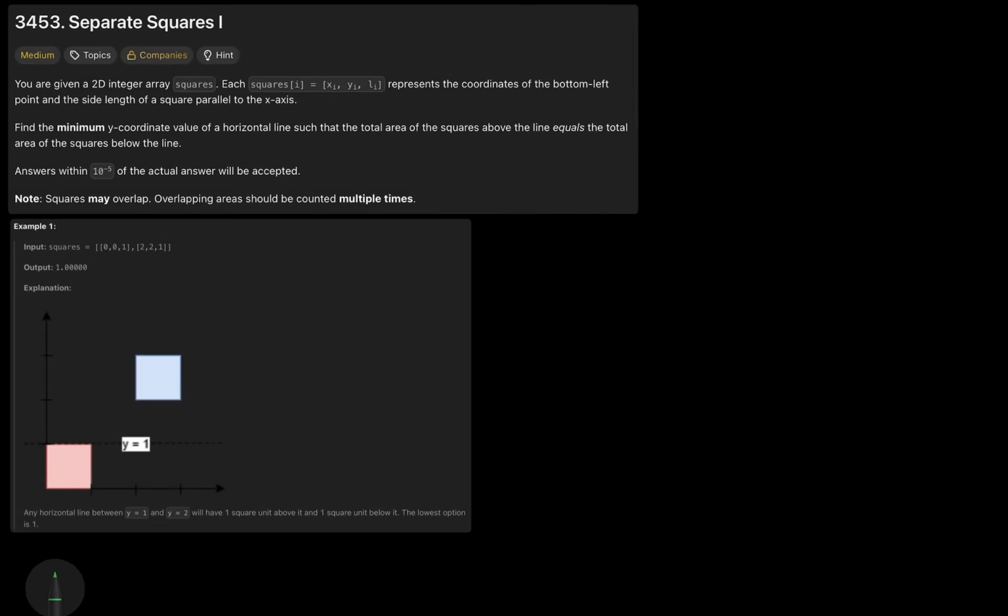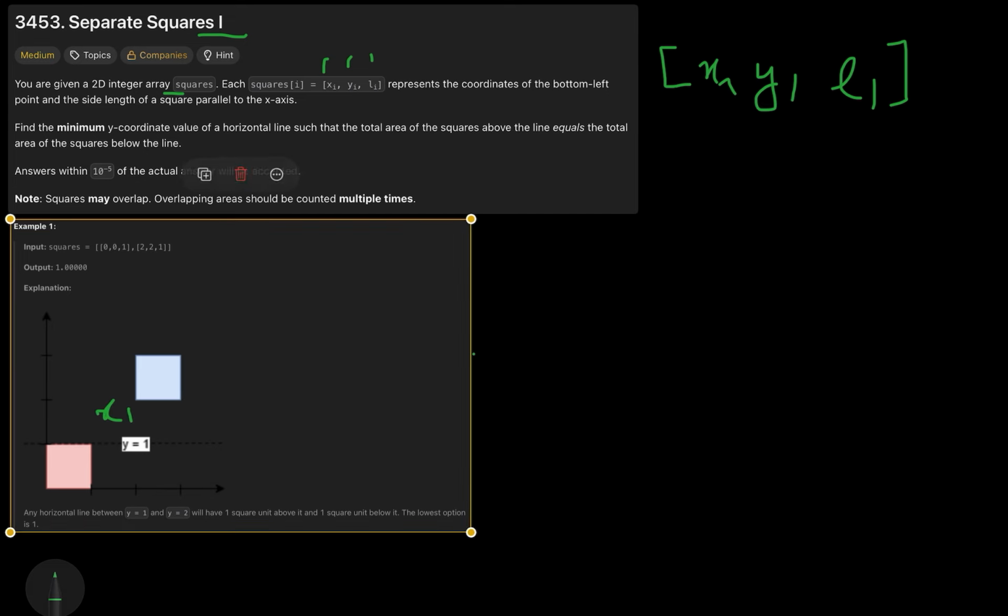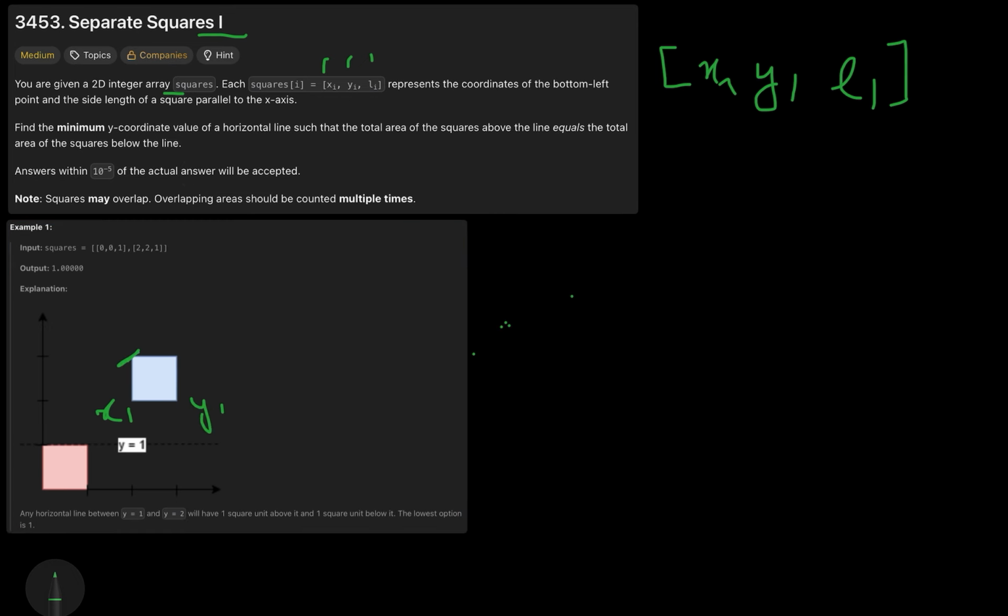Hello everyone, so today we are going to solve this LeetCode problem which is Separate Squares 1. What is given in this problem is a 2D integer array with 3 values, that is x1, y1 and l1. x1 is this point, y1 is this point, and this point would be x1 plus l1 and this point would be y1 plus l1. Okay, this is the length of the square.